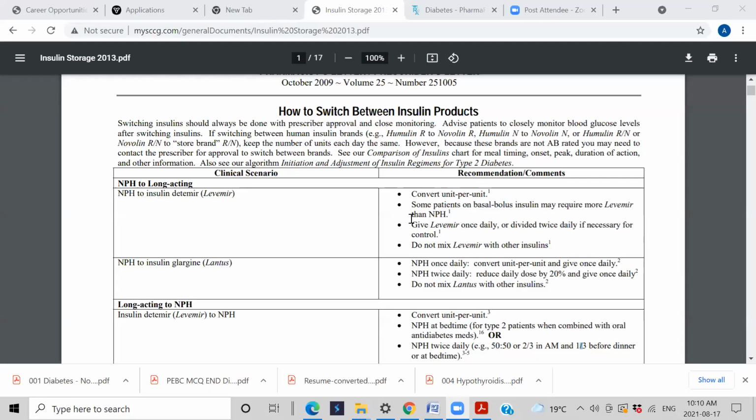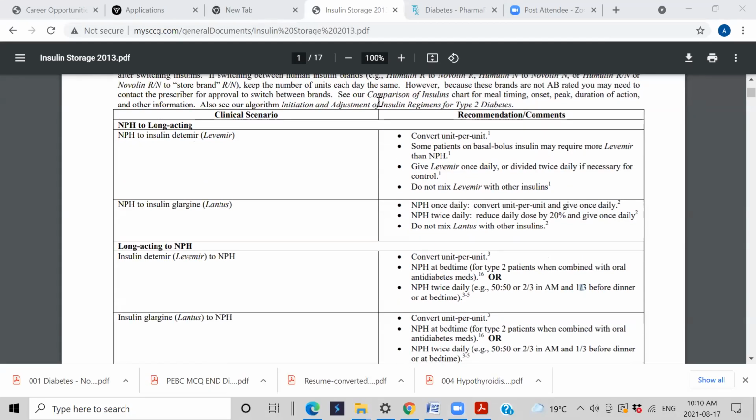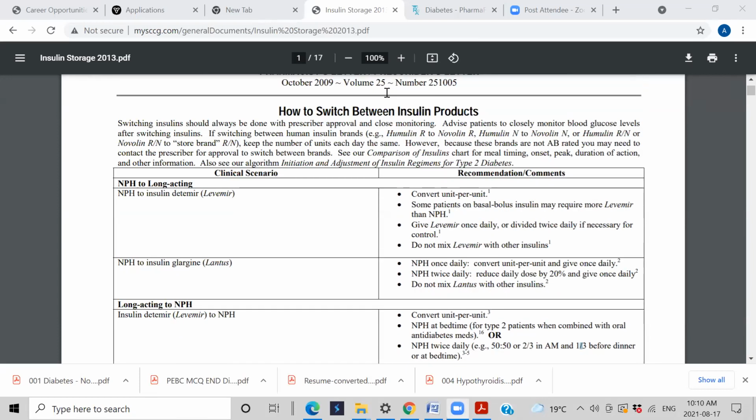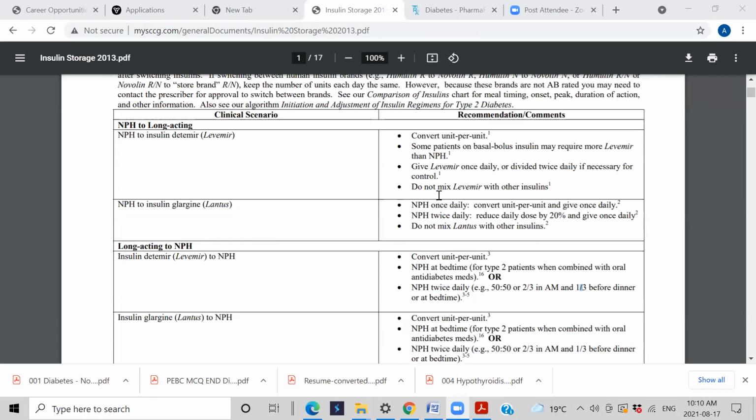Do you see this table now? Do you see the table now? Okay, so this is the actual thing that we depend on.